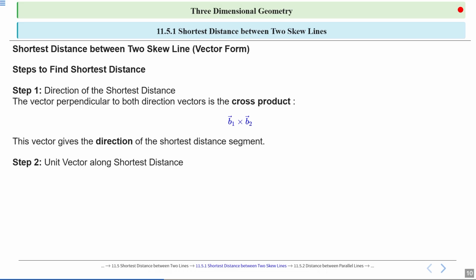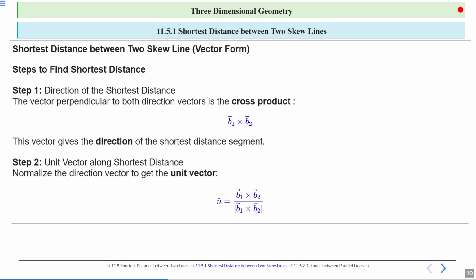Step 2. Unit vector along shortest distance. Now that we have the direction, our next step is to find the unit vector in this direction. To get the unit vector, we divide the direction vector by its magnitude. The formula is n cap equals B1 cross B2 divided by magnitude of B1 cross B2. In other words, n cap will be equal to B1 vector cross B2 vector upon magnitude of B1 vector cross B2 vector.